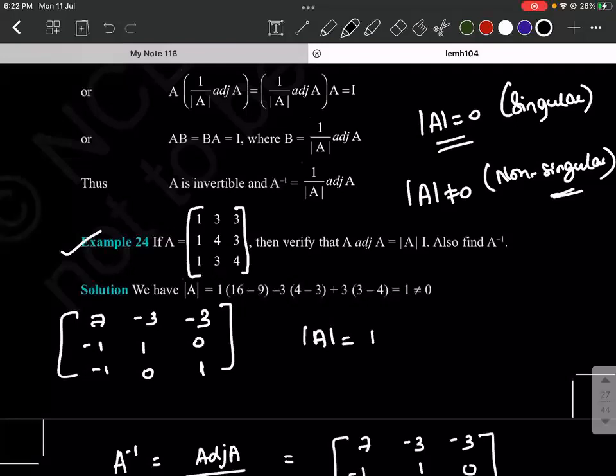It's an identity matrix. So A into adjoint of A, you should get it as 1 0 0, 0 1 0, 0 0 1. Are you getting this? Yes.